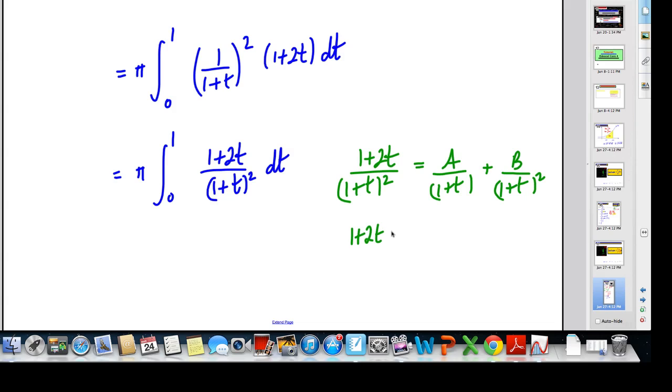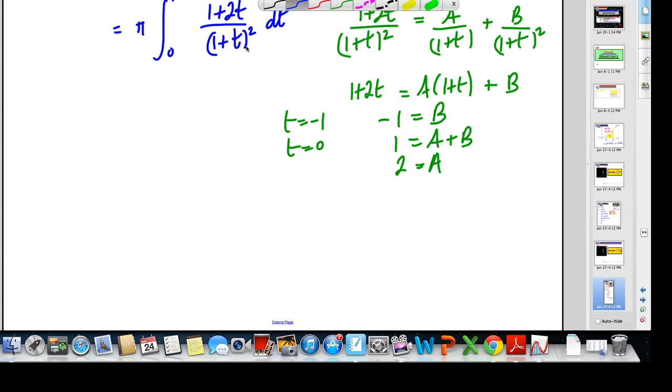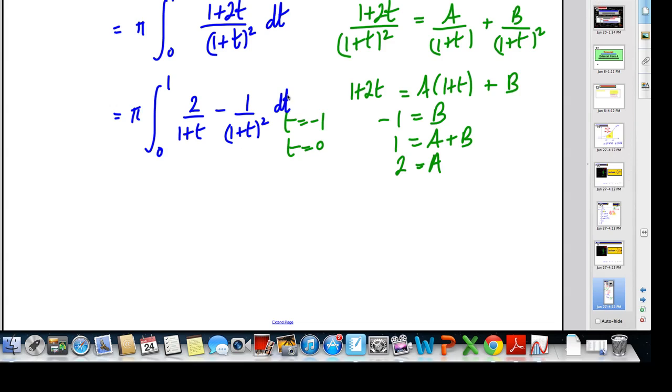So multiplying up, 1 plus 2t would be equal to a times 1 plus t, plus b. You would let t equal negative 1 again, and you get negative 1 is equal to b, and you would let t equal 0 again, and you would get 1 is equal to a plus b, and a is equal to 2 again. So therefore, this would be the integral between 0 and 1 of a over 1 plus t, which is 2 over 1 plus t, minus 1 over 1 plus t squared dt.